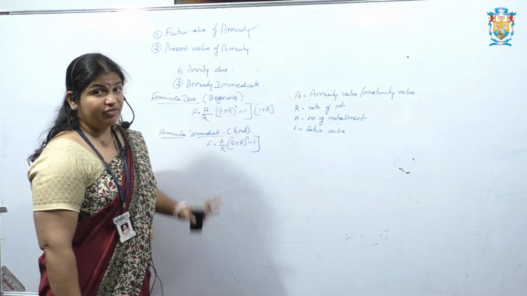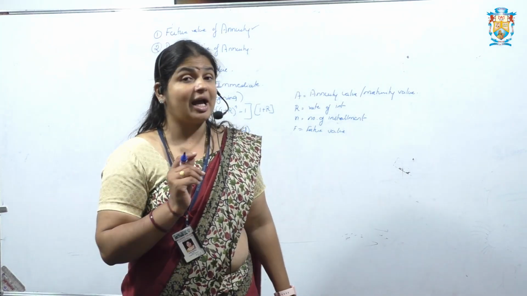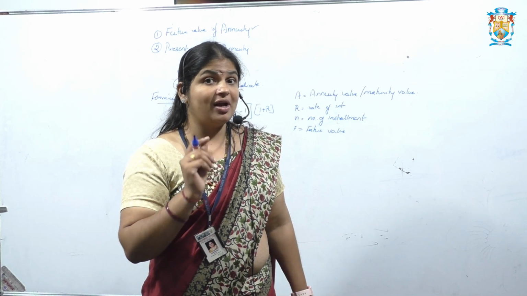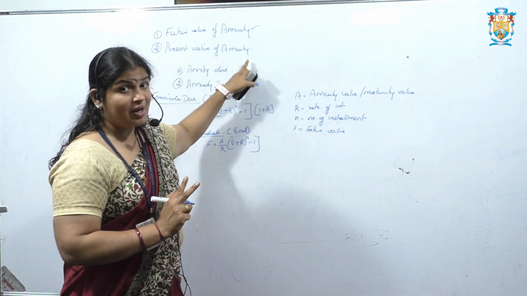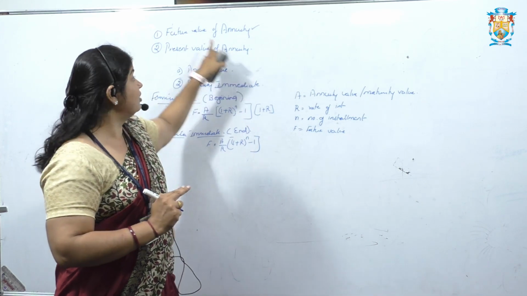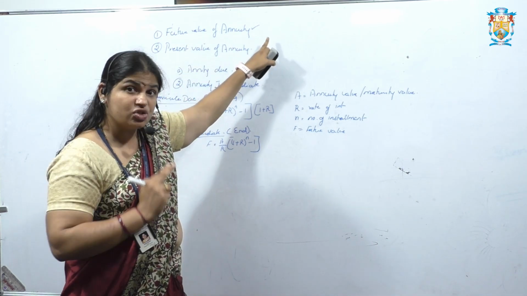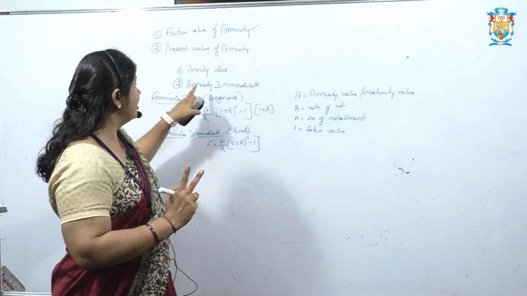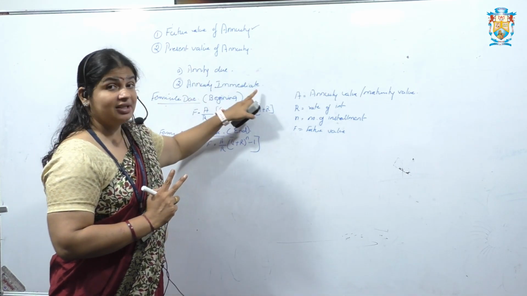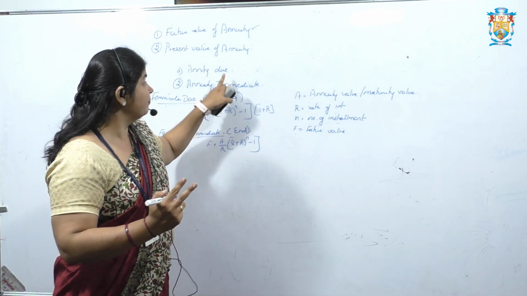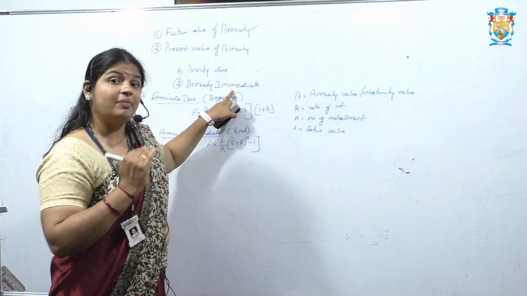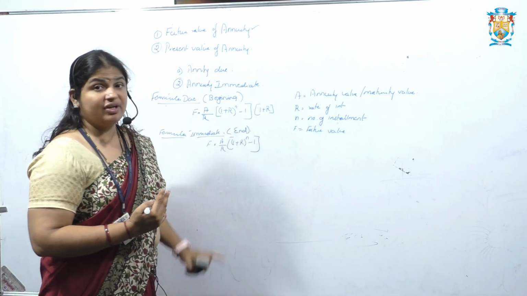So these are the two different methods you get under time value of money: future value of annuity and present value of annuity. Now I am doing future value of annuity. Under future value of annuity, you get two methods, that is annuity due and annuity immediate. Annuity due is making the payment in the beginning. Annuity immediate is payment made at the end. These are the two different formulas.